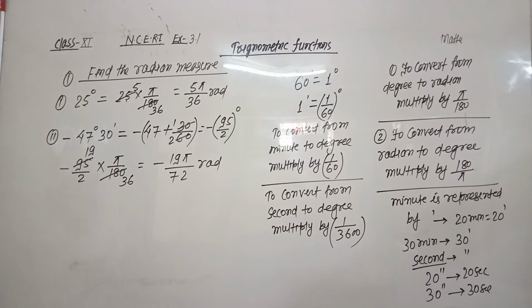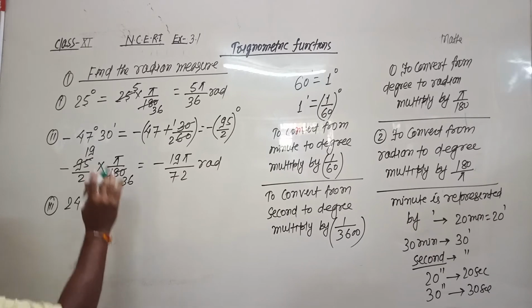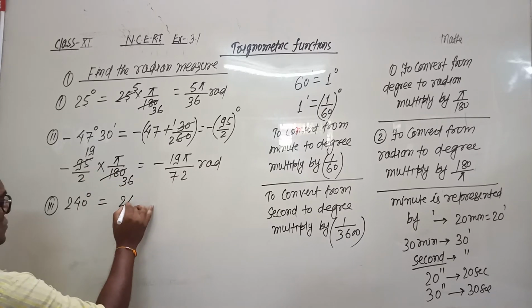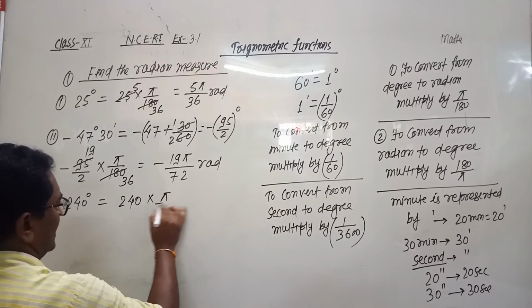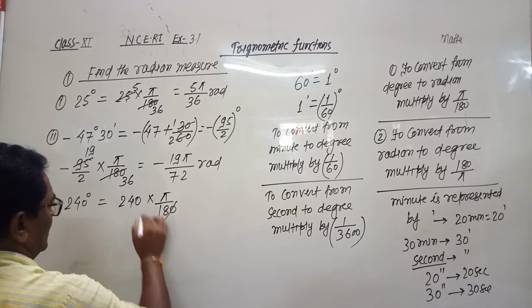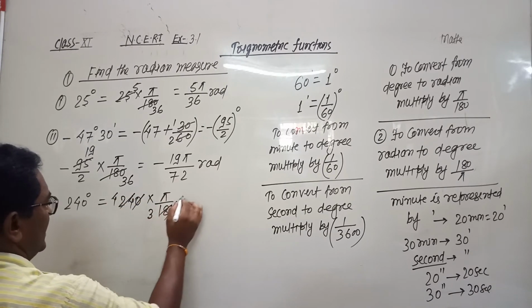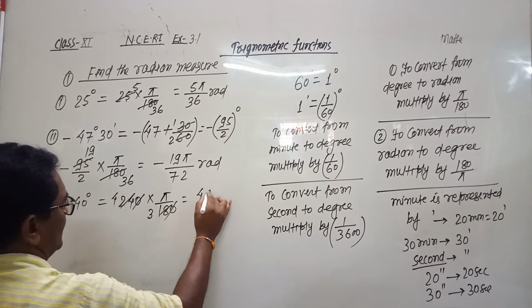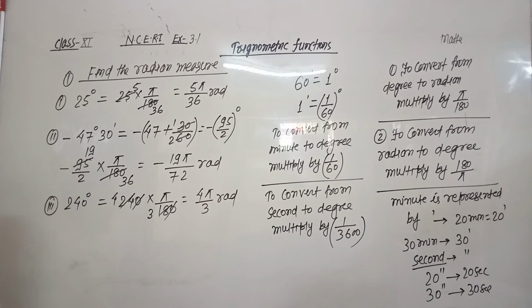The third part is 240 degree. We have to convert this into radian. So 240, and to convert from degree to radian, multiply by pi by 180. So 6 fours are 24, 6 threes are 18. So 4 pi by 3 radian.